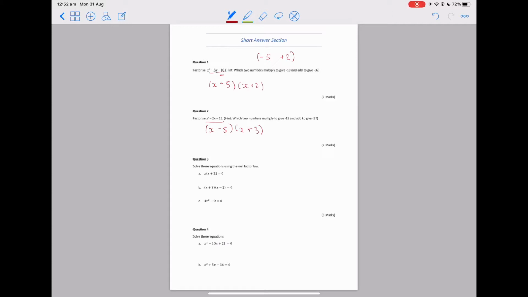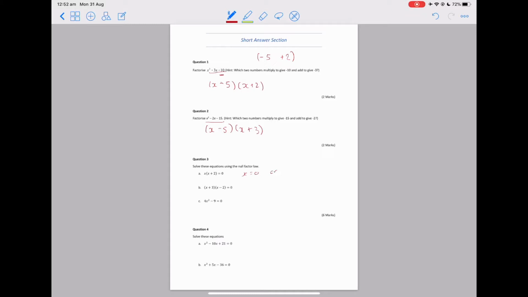Question 3 wants us to solve it using the null factor law. The null factor law states that when you've got two factors multiplying each other, then each one of them could equal 0, or both of them could equal 0. So what you simply do is equate each of the factors to 0.